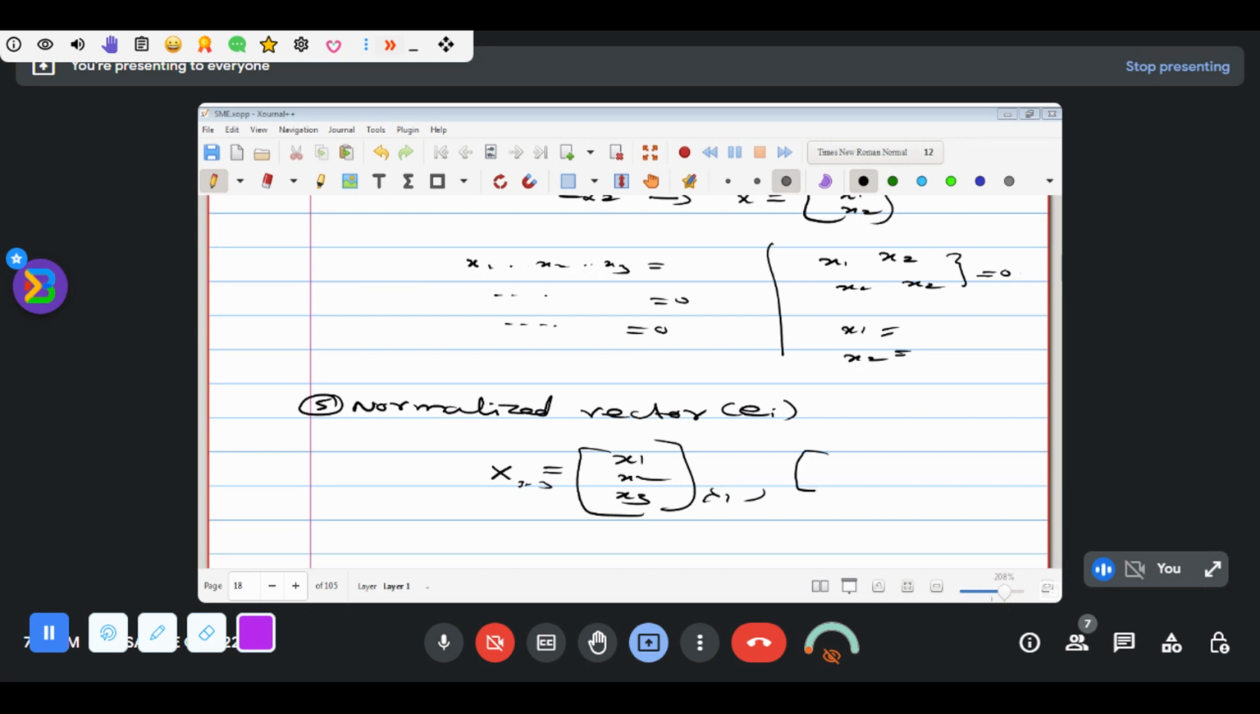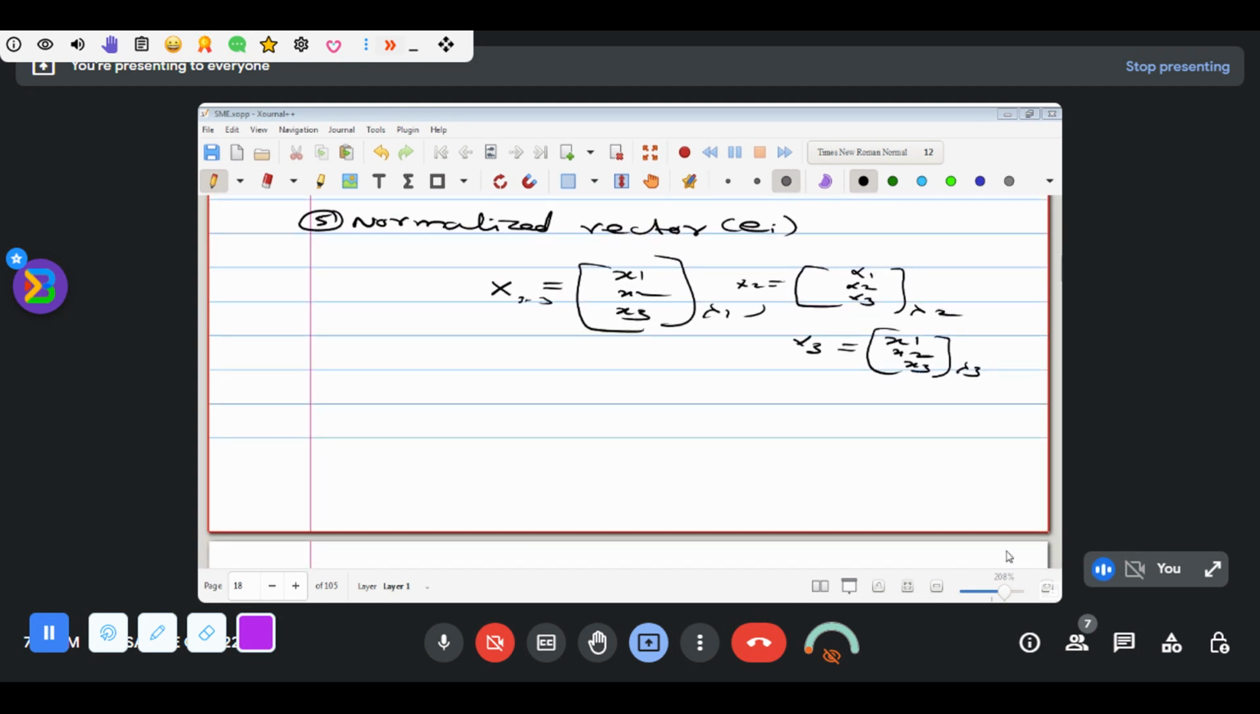Similarly, we can find x2. X2 is called the lambda 2 value. X1, x2, x3, total 3 values, means we put the lambda 2 value, and x3 is also getting some eigenvalue. Lambda 3 is getting some result using lambda 3. Then how to find the normalized vector? You separately find the normalized values.